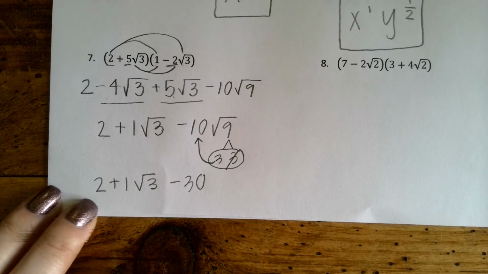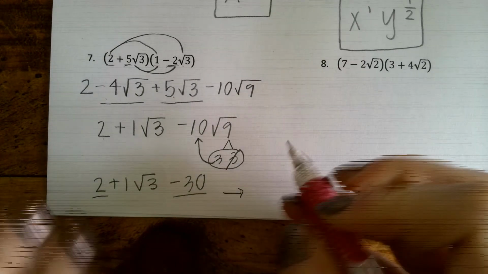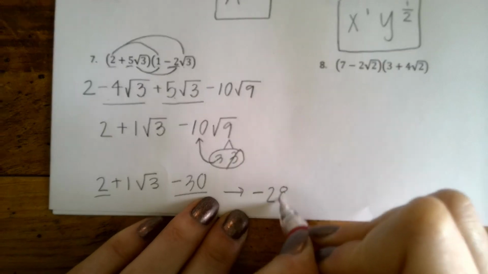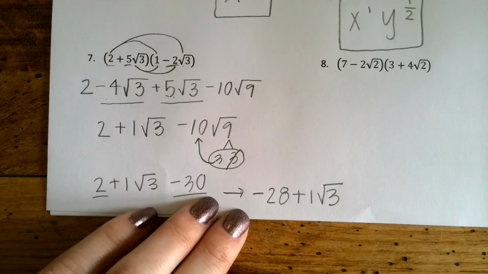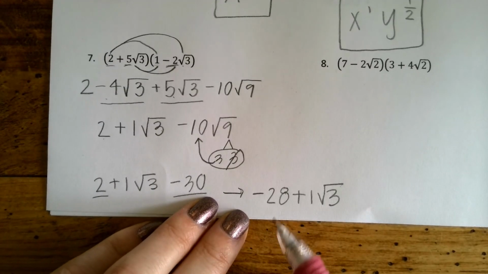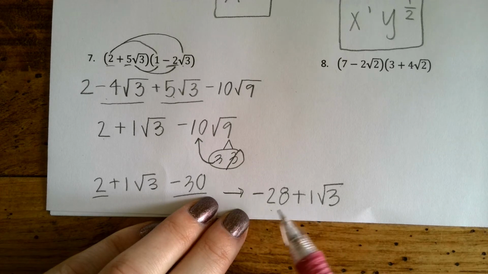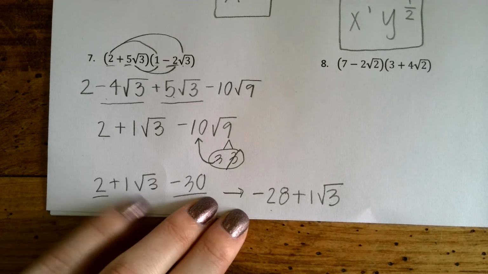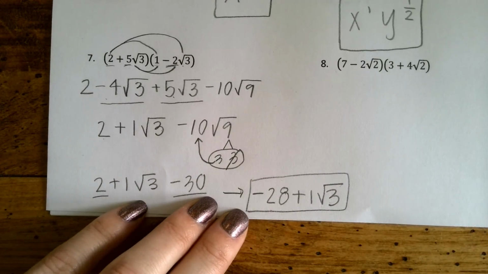Again, I want to look for like terms. 2 minus 30 gives me -28. And I still have that +1 square root of 3. I cannot combine the -28 and square root of 3 because they're not like terms. One has a square root and the other does not. So this right here is my final answer.